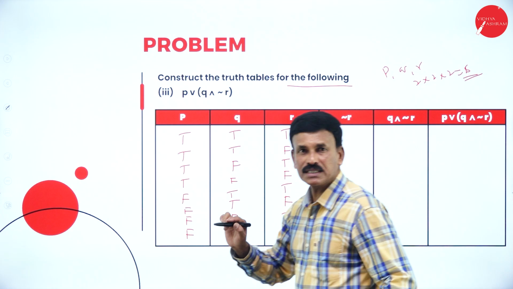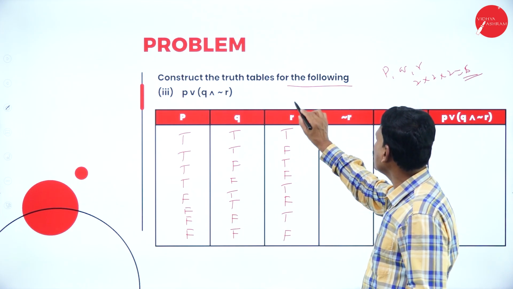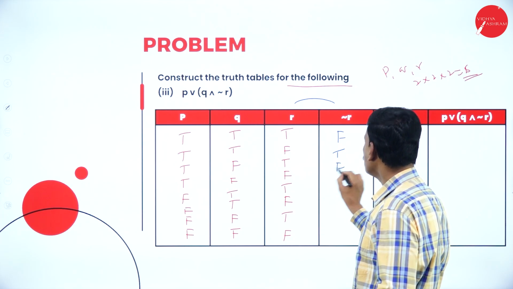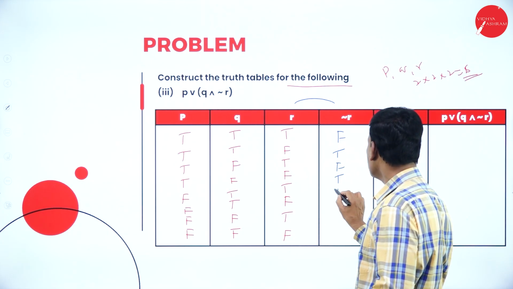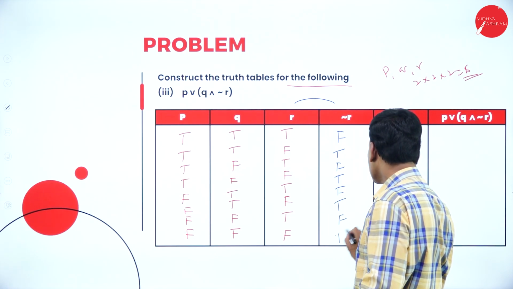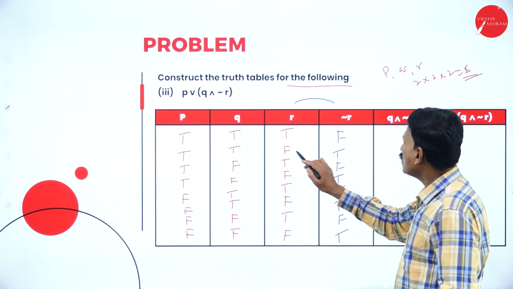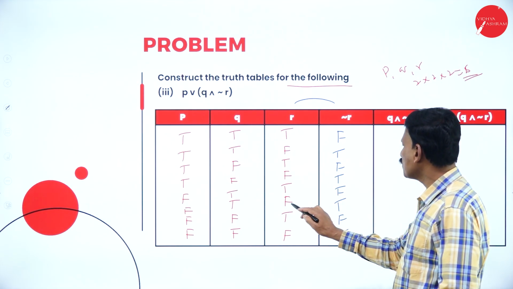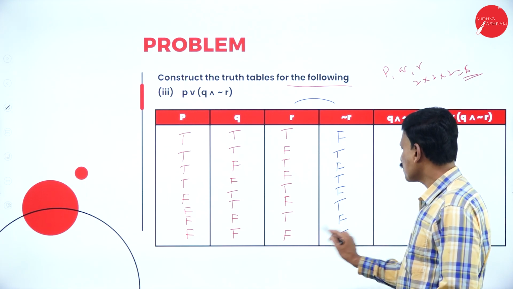Okay. Now let me write the negation of R. For true it is false, and for false it is true. So T becomes false, F becomes true: false, true, false, true, false, true, false, true.